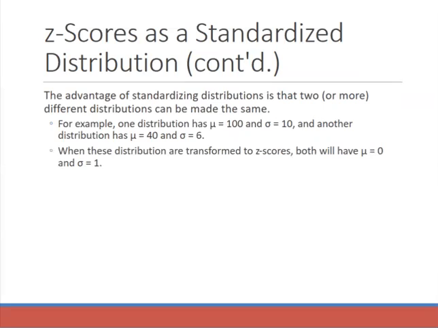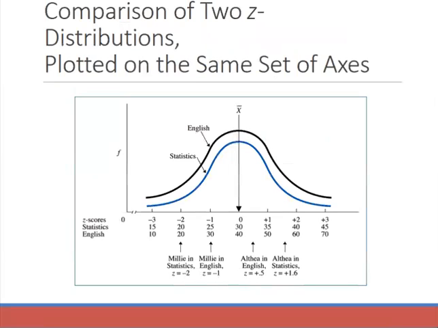So for example, if we have scores on two different tests, and one of those tests has a mean of 100 and a standard deviation of 10, and another distribution has a mean of 40 and a standard deviation of 6, it's hard to compare those because we can't directly compare them. But if we convert every score to a z-score, then both of our distributions will have a mean of 0 and a standard deviation of 1.